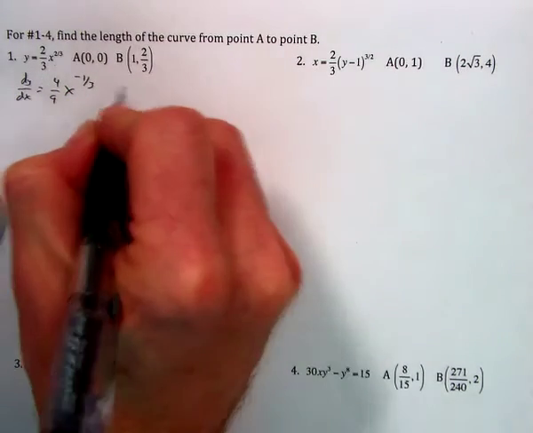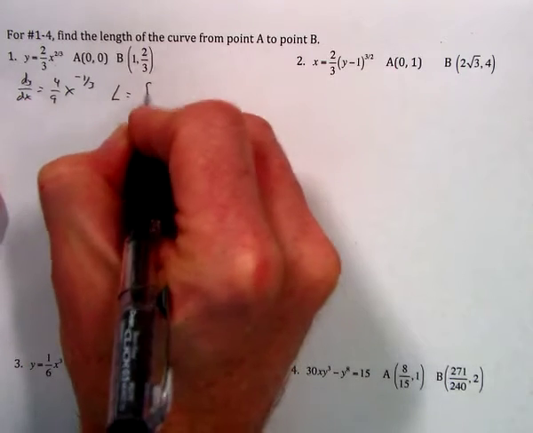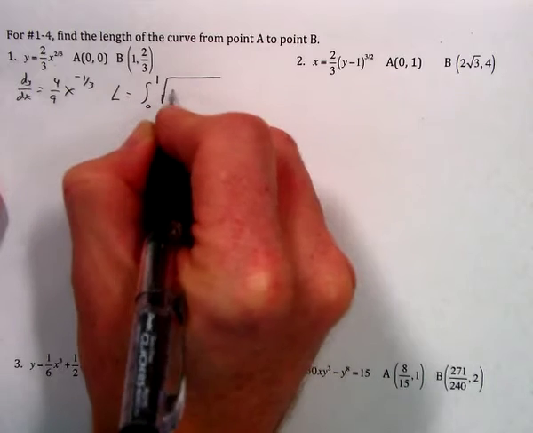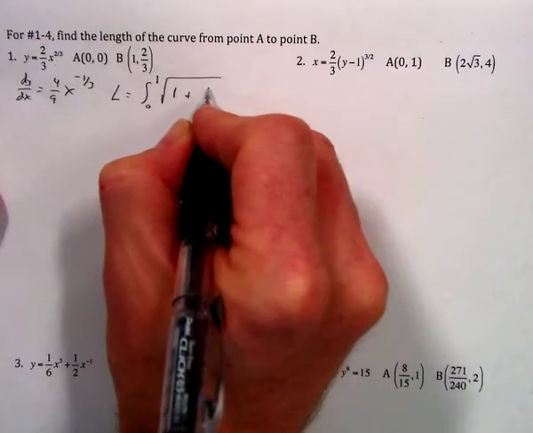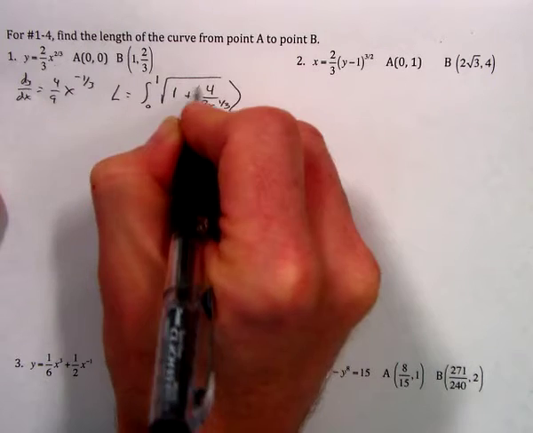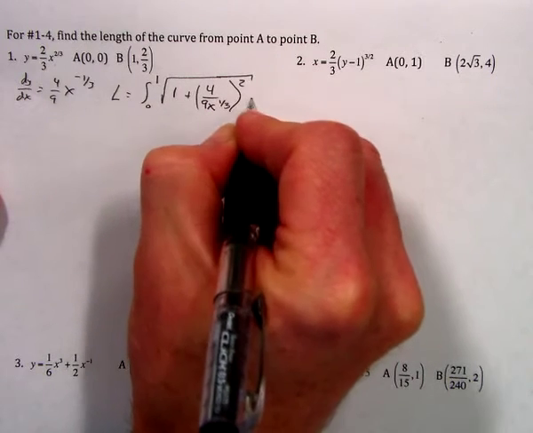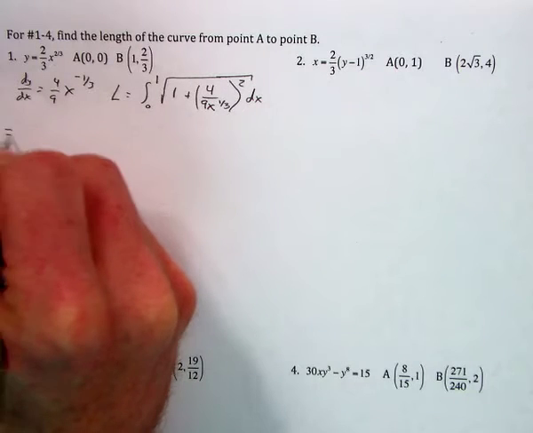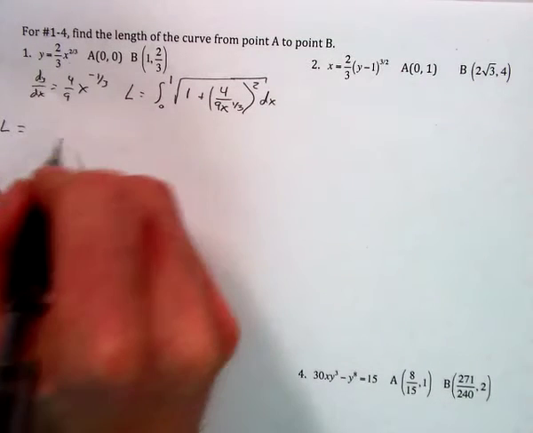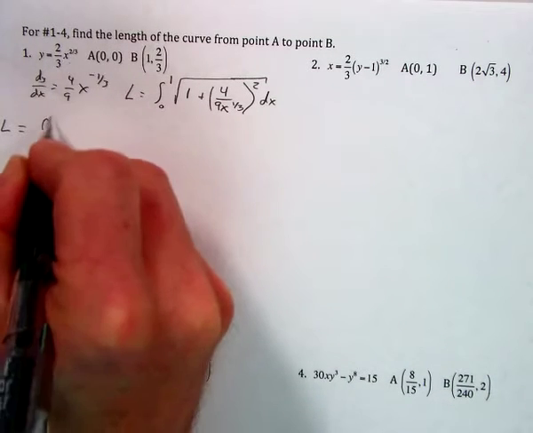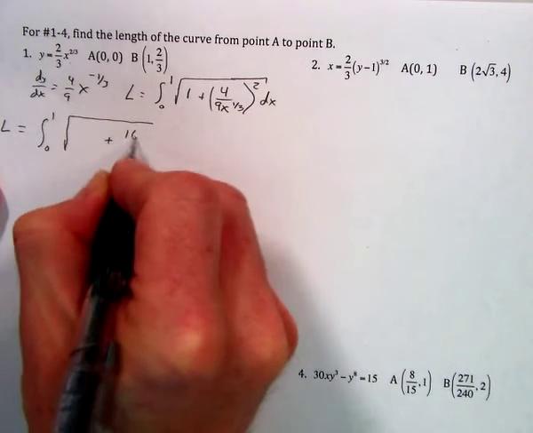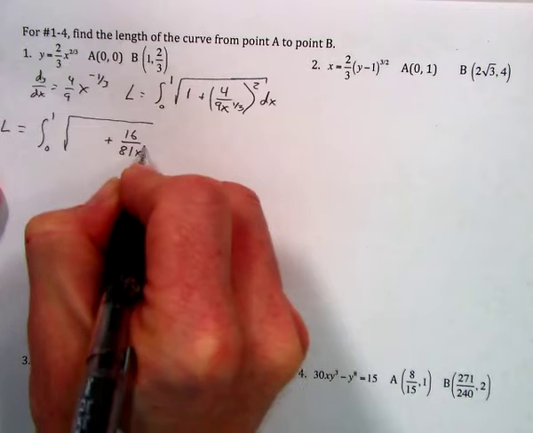So we can say L equals the integral, we have x numbers, we're going 0 to 1, of 1 plus this there, so we'll put 4/9 x to the 1/3 quantity squared dx. I'll come over here to continue simplifying this. Now what we're going to do is just manipulate it. So we'll say 0 to 1 square root. This part here is going to give us 16 over 81 x to the 2/3.